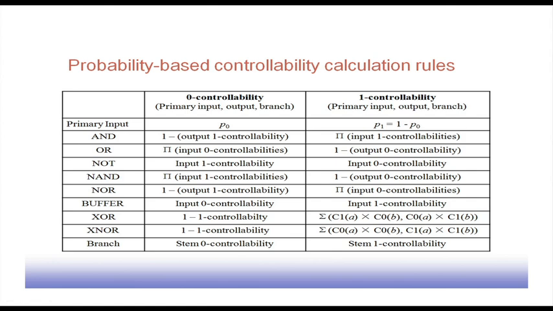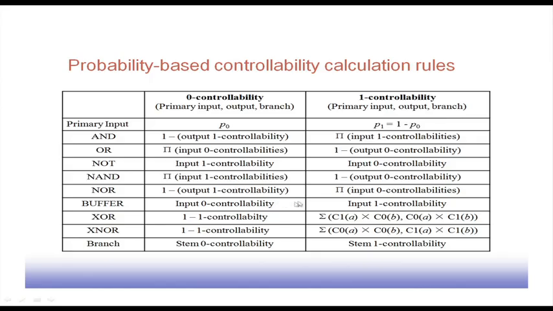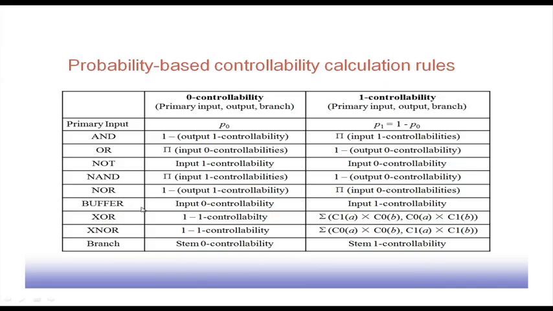Similarly, for the OR gate, 0 controllability is the product of input 0 controllabilities, because all the inputs must be 0 for the output to be 0, and 1 controllability is 1 minus the output 0 controllability. In this way, for each type of gate I can define a formula by which we can compute the 0 controllability and 1 controllability of individual gate outputs. Similarly, for a buffer, the 0 controllability is the input 0 controllability, and the 1 controllability is likewise the input 1 controllability, because a buffer does not make any change in the logic. Input controllability values get transferred to the output controllability.